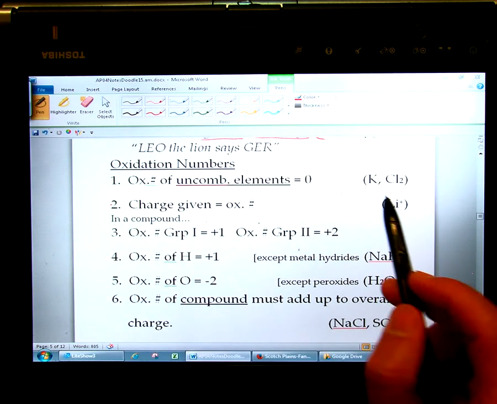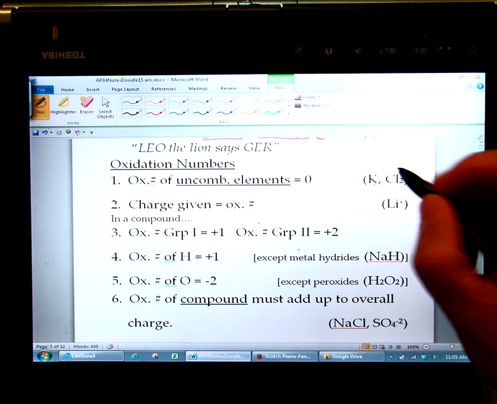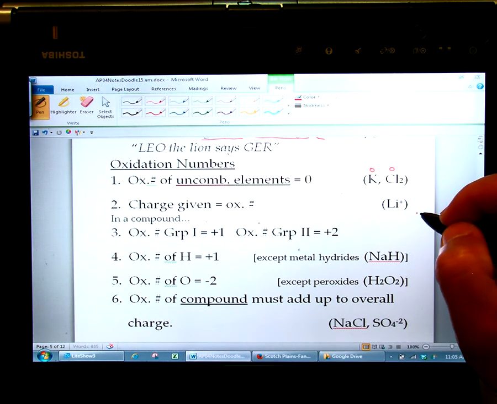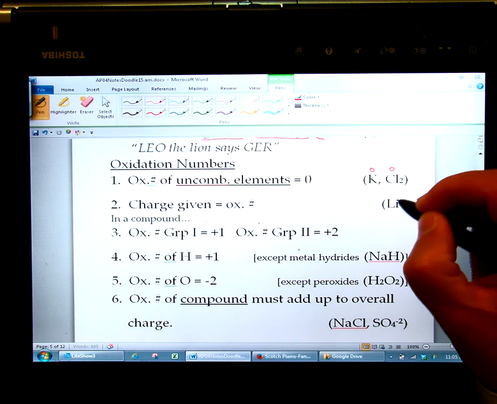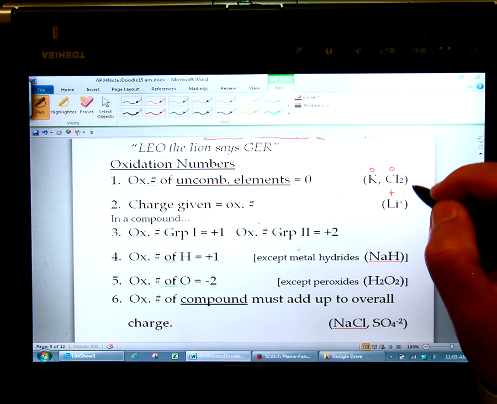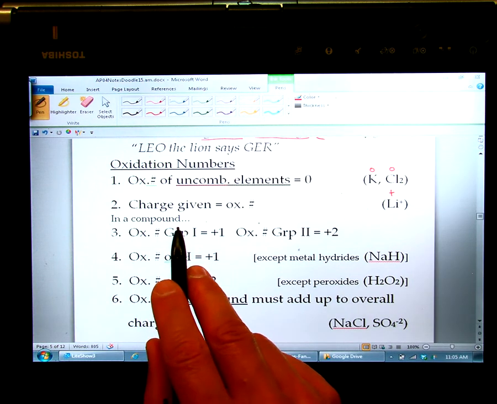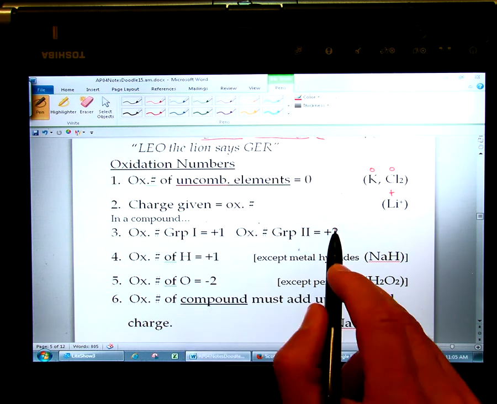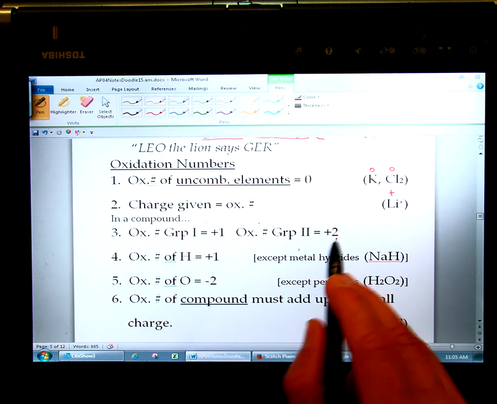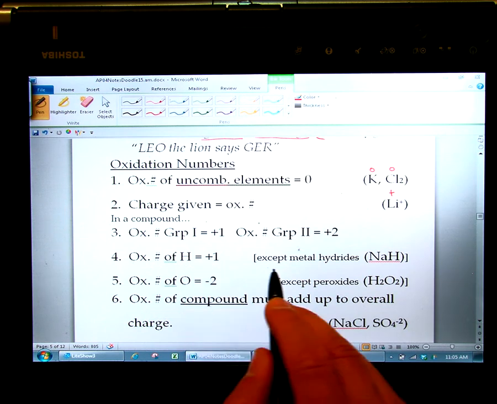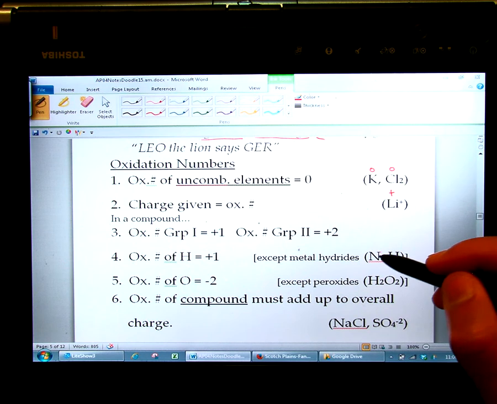If you have an element by itself that's not with anything and has no charge, it has a 0 oxidation number. If there is a charge on an ion, such as a lithium ion, then the oxidation number is +1. So those are elements by themselves, not combined with something. Now, when you're in a compound, you follow these rules, where group 1 is always going to be a +1, and a group 2 is always going to be a +2 in a compound. Rule 4, hydrogen is always going to be +1 in a compound unless it's a metal hydride. A metal hydride means it's with a metal.